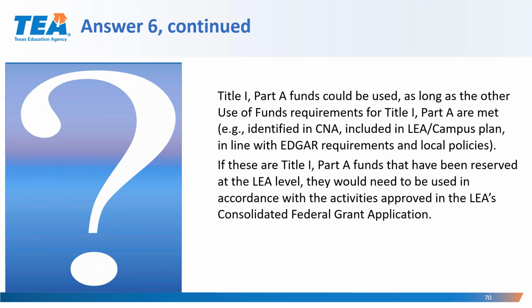Title I Part A funds could be used as long as the use of funds requirements for Title I Part A funds are met. For example, identifying this as a need in the comprehensive needs assessment, that the activity is included in the LEA or campus plan, that it's in line with the EDGAR requirements and local policies. If these are Title I Part A funds that have been reserved at the LEA level, they would need to be used in accordance with the activities approved in the LEA's consolidated federal grant application.